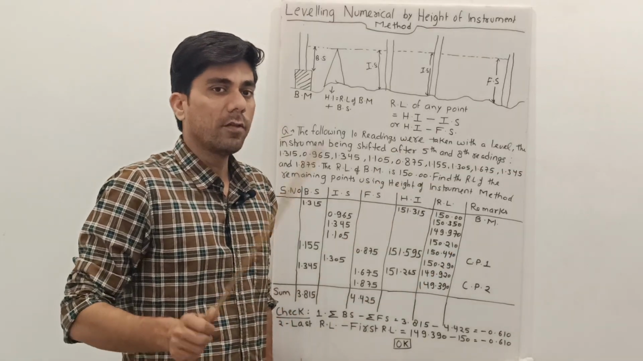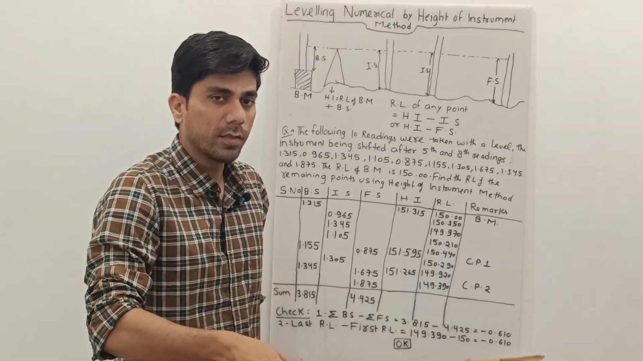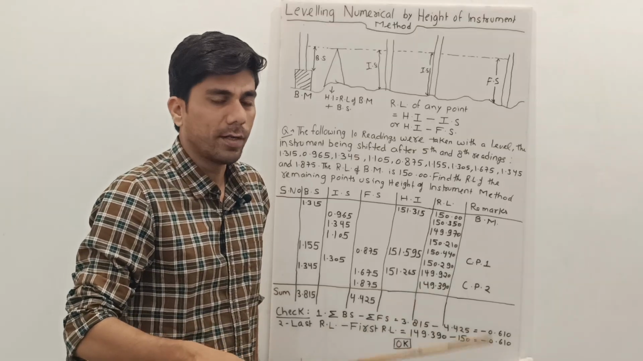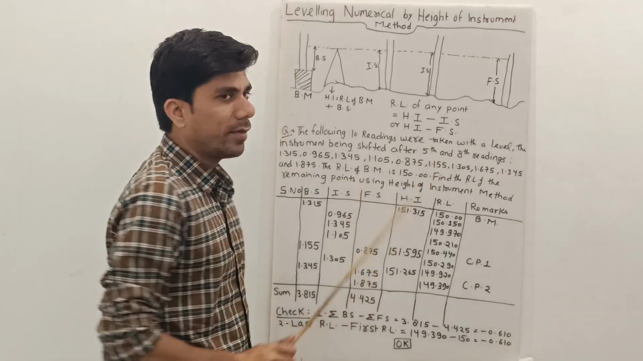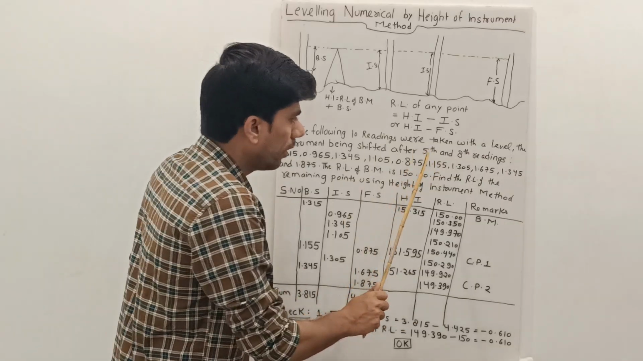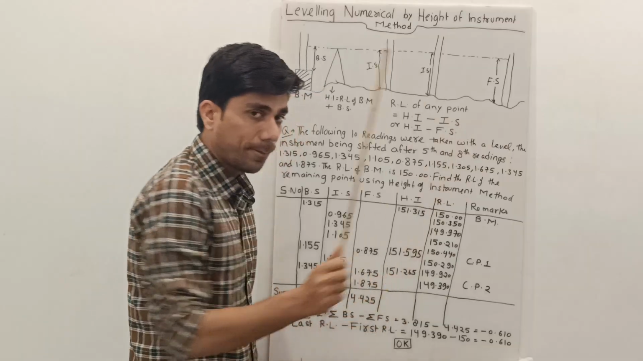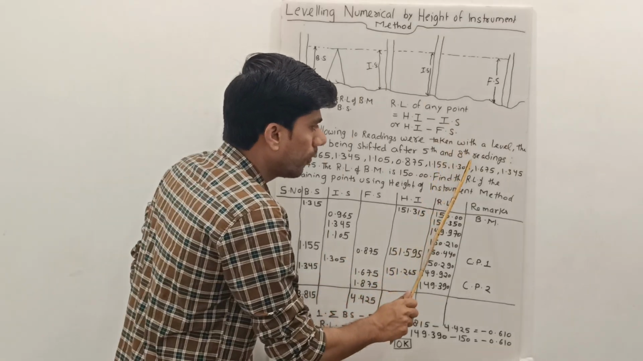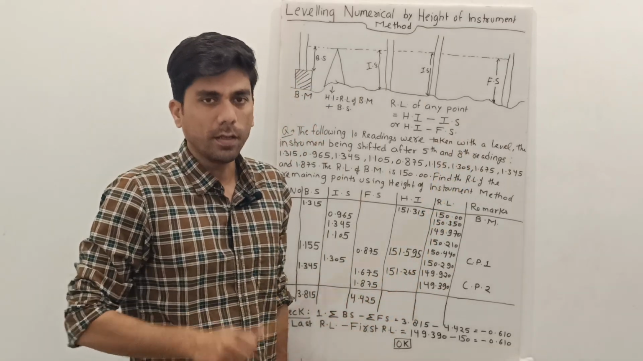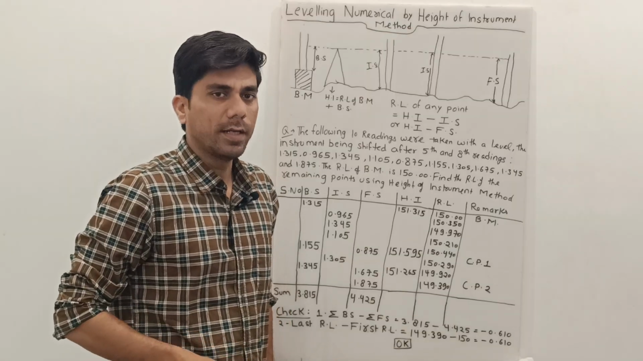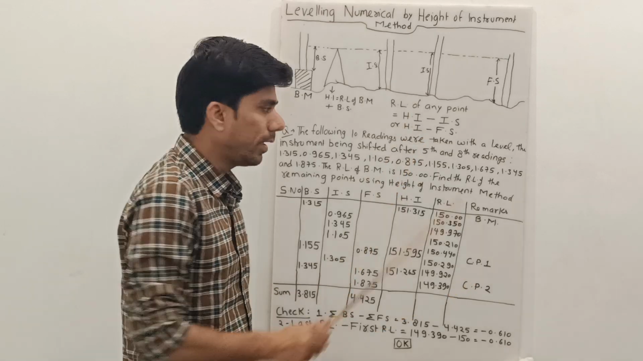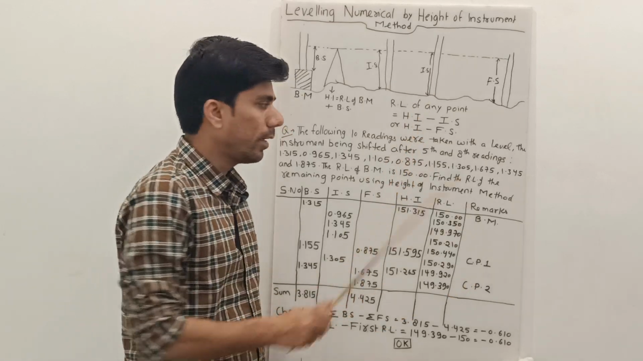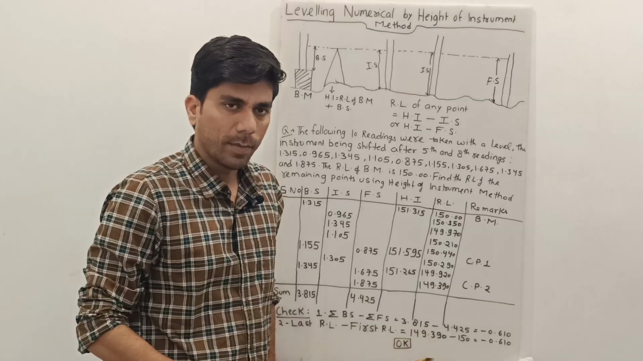Any reading taken after the instrument has changed, that means after the change point, is our backsight. So the first reading is always a backsight, then the 6th reading after the 5th would be a backsight, and the 9th reading would also be a backsight. So out of these 10 readings, our first, 6th and 9th readings would be backsights.